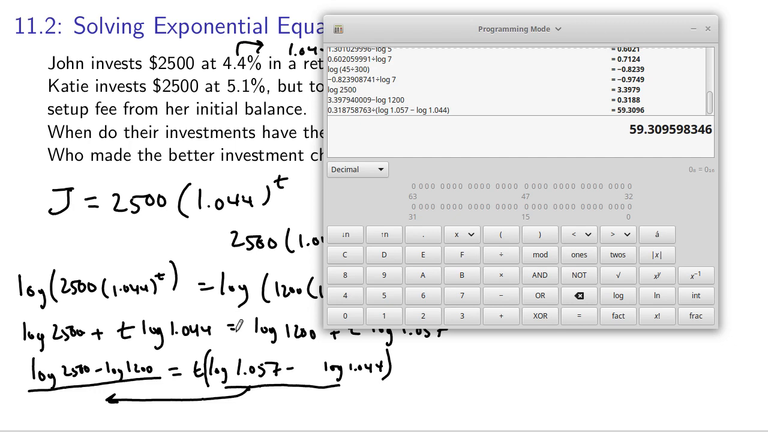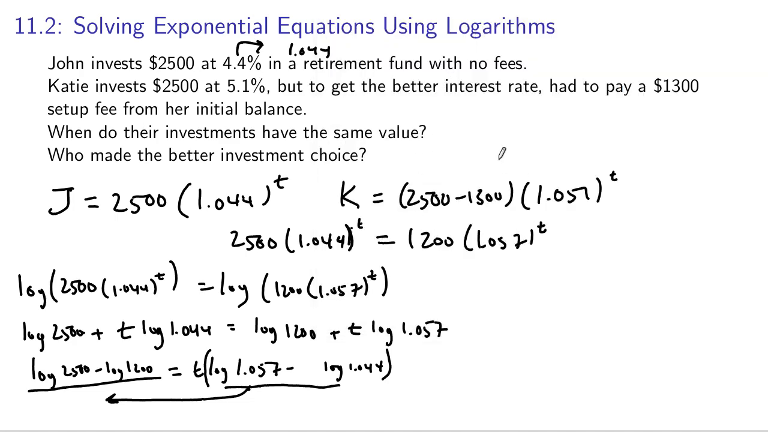59.31. So I noticed here we have a mistake. Sorry, there's an issue here with the rate. I thought this was a 7. I got sloppy. Remember, Katie's rate was 5.1%. This is a 1, not a 7. Sorry if you're wondering about that. That was a mistake. So let's erase all these 7s and replace them with 1s. So really it was 5.1%.